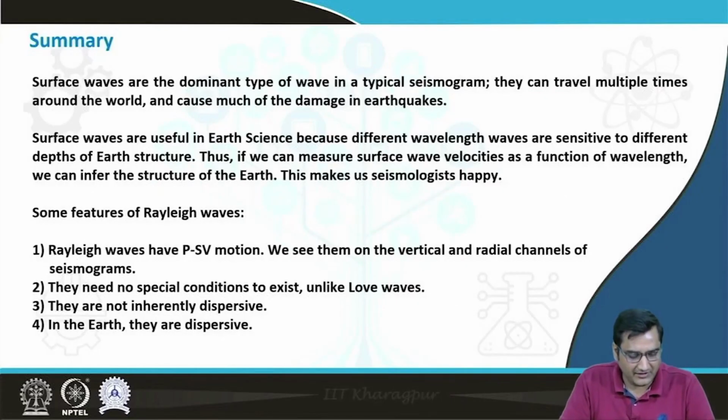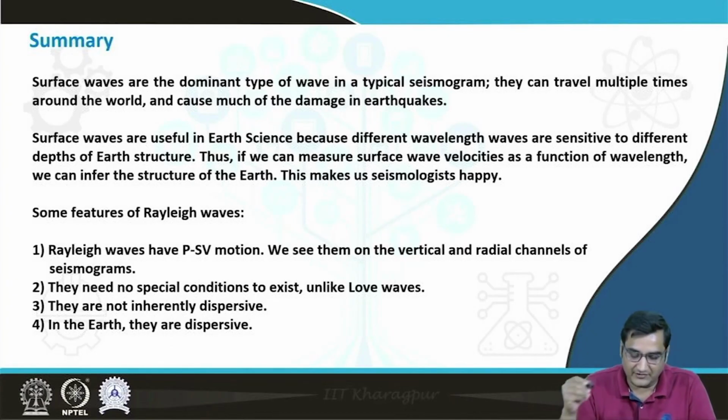So the summary of today's lecture goes like this. Surface waves are the dominant type of wave in a typical seismogram. They can travel multiple times around the earth and cause much of the damage. At larger distances, they can be more destructive, since they have lower frequency that can resonate with the resonance frequency of taller buildings, and can then cause more damage to the taller buildings at larger distances.